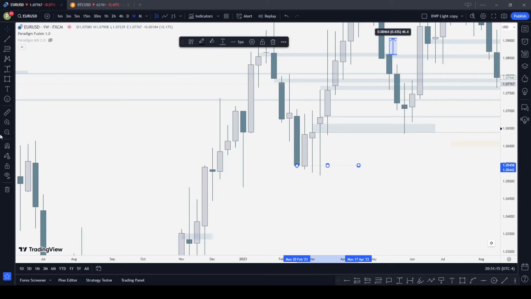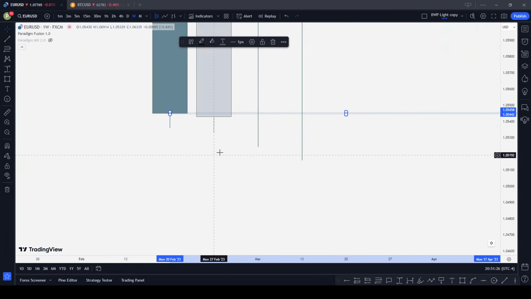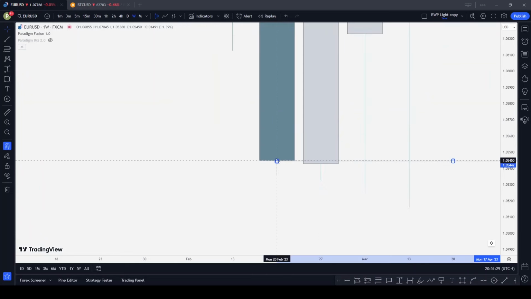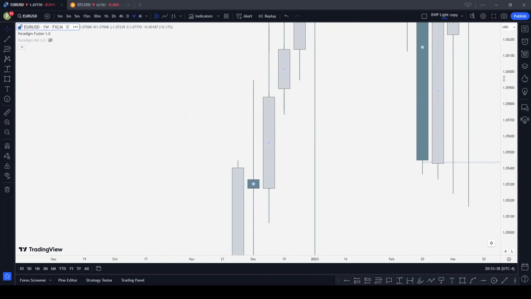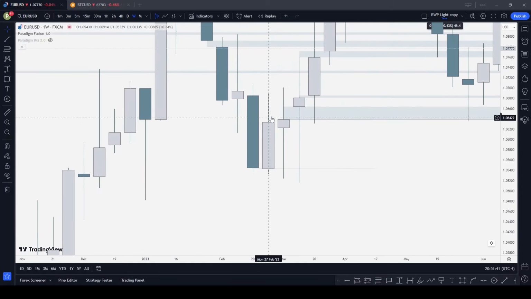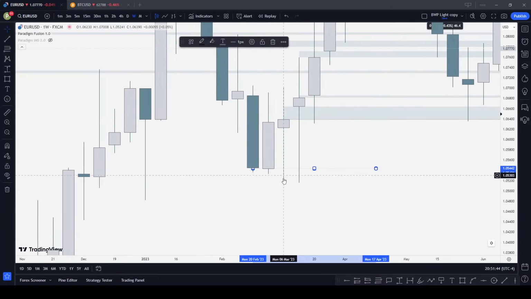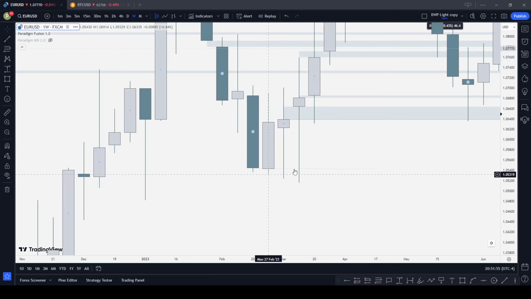Let me see if I can zoom in. You can see the close of this bar and the opening of this one right there. So you know that once you get a close, any drop below this area is going to be a what? A bullish bias. Once you get below this area, the bias is going to be bullish.